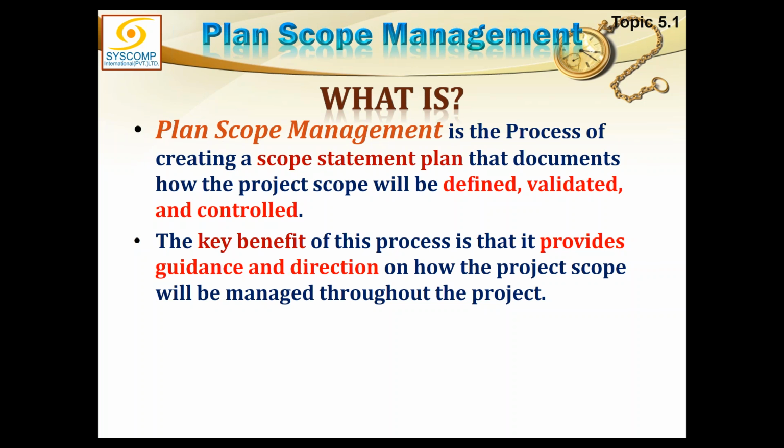And all those processes we studied, plan scope and what was that? Collect requirements, plan scope, and create WBS. All these processes were actually defining the scope. Validate scope and control scope, these are the two processes we have found in the monitoring and control. The key benefit of this process is that it provides guidance and direction on how the product scope will be managed throughout the project. So basically this is just the guidance and direction.